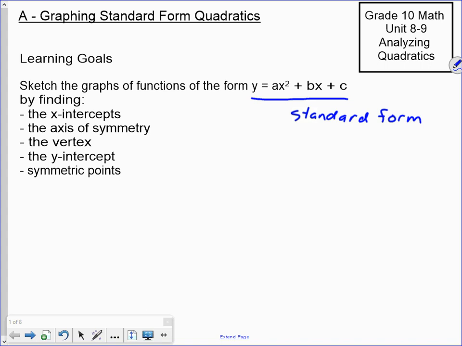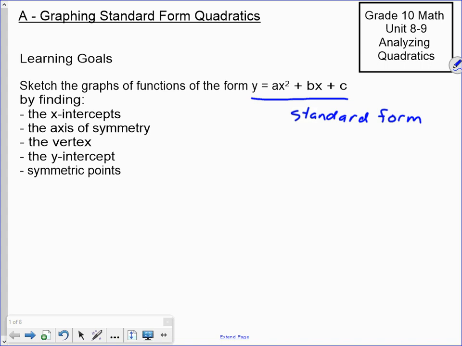Now, we are going to do this by finding the x-intercepts, the axis of symmetry, the vertex, the y-intercept, and the symmetric points. And we're going to put all of these on our graph, and then we're going to draw our parabola. Now, we have encountered all of these things before back in Unit 4.5, so we're going to have a quick little recap of what all of these parts are.